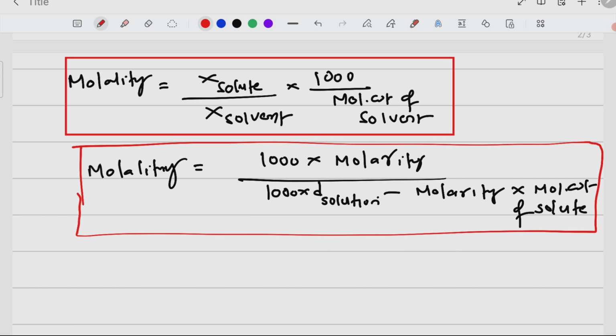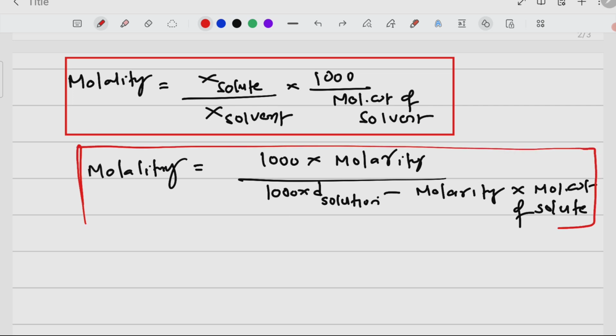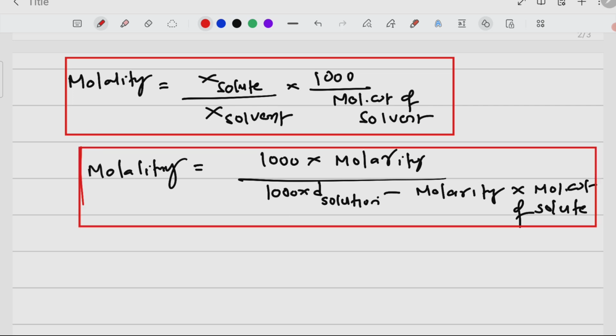See here, properly observe once again. I am showing a box for this interconversion formula. Molality is equal to mole fraction of solute by solvent and 1000 by molecular weight of solvent. Molality is equal to 1000 into molarity by 1000 into density of solution minus molarity into molecular weight of solute. Here you can even mention a bracket so that there is no confusion in calculations.